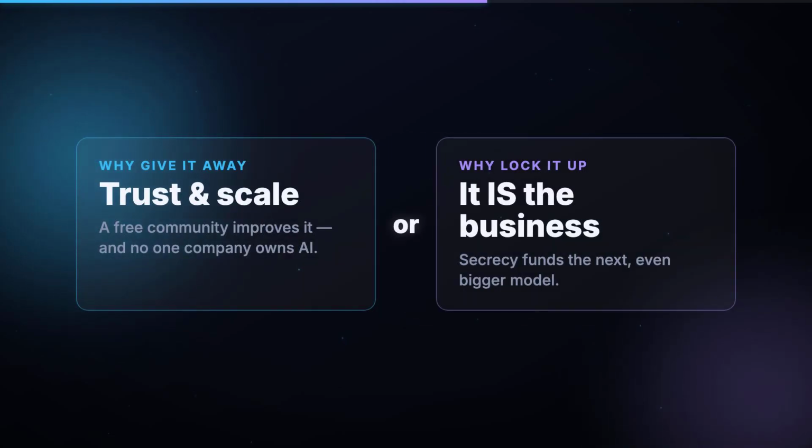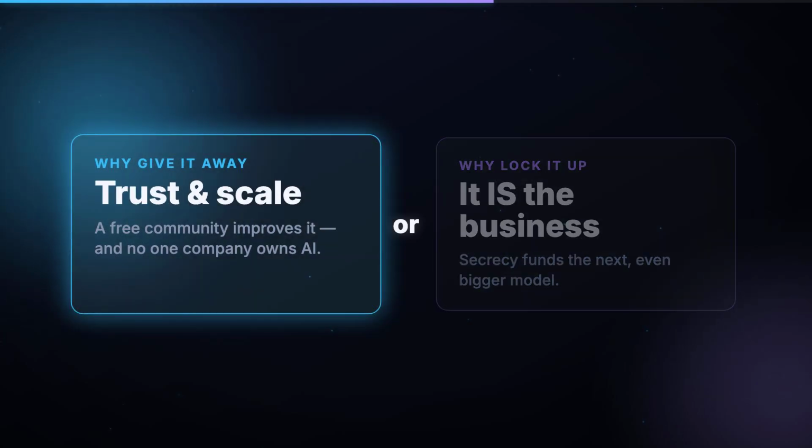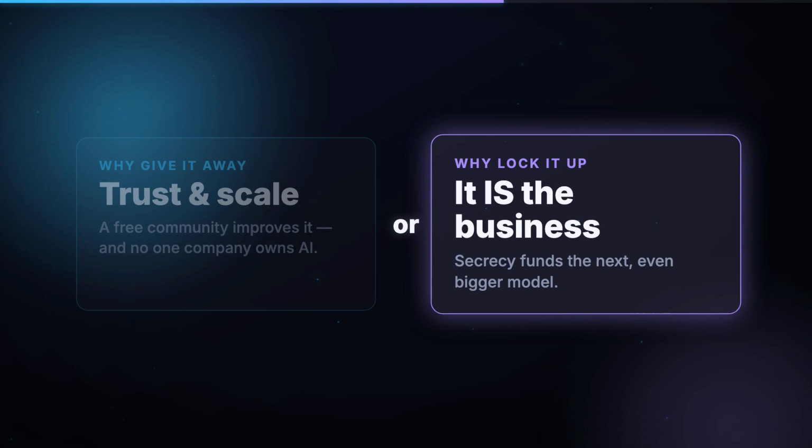You might wonder, why would anyone give a model away? For the open side, it builds trust and a huge community that improves the model for free. And it stops any single company from owning the technology outright. For the closed side, the weights are the entire business. Keeping them secret is what funds the next, even bigger model. Both choices are perfectly rational. They are just different bets.